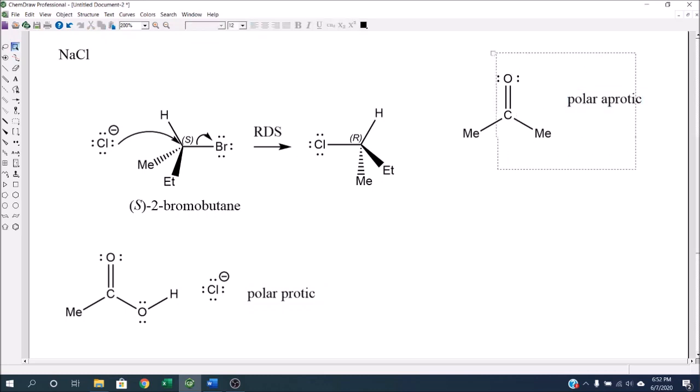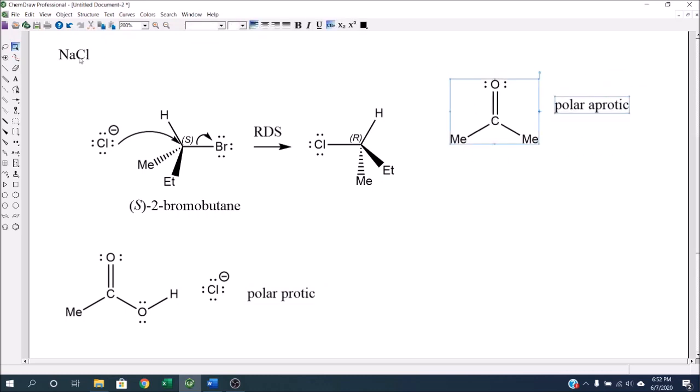A polar aprotic solvent is able to dissolve sodium chloride, but the chloride ion is not stabilized as well, so it holds it kind of hot potato-ish. Okay, so while the acetone will dissolve the chloride ion, it dissolves it poorly, which is exactly what you want. You want this chloride ion to be able to leave the solvent and come over here and plug into that electrophilic carbon without any problems.